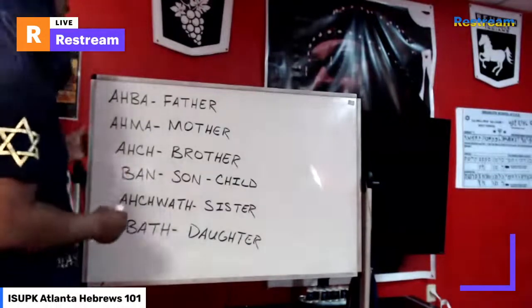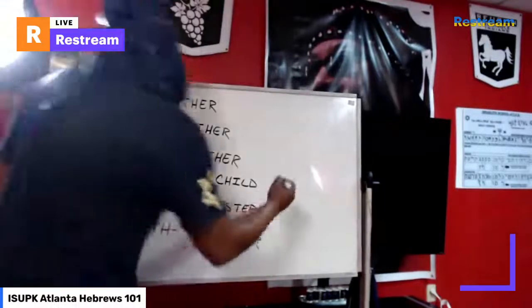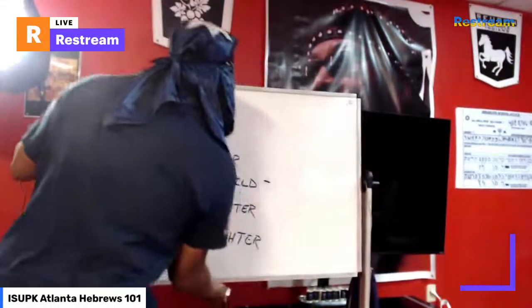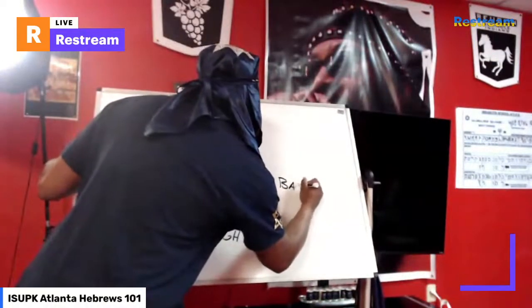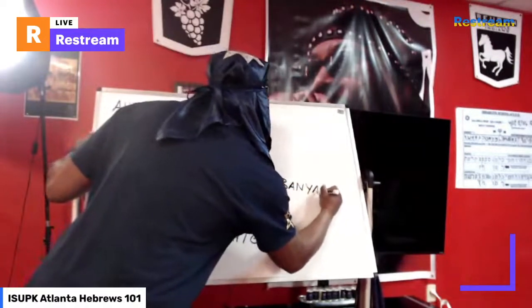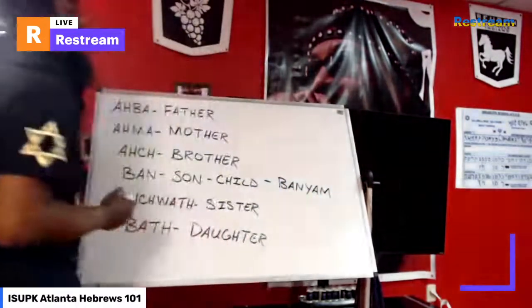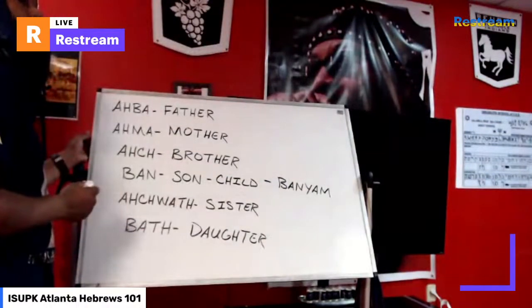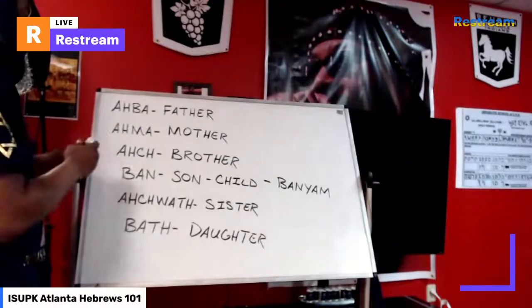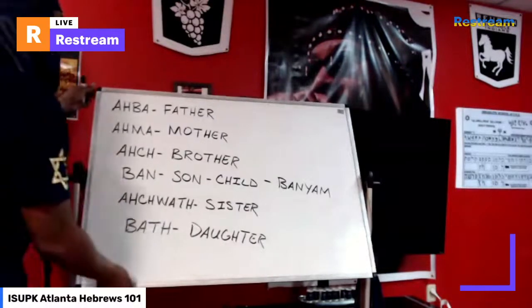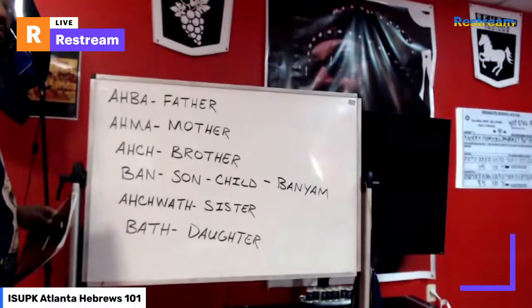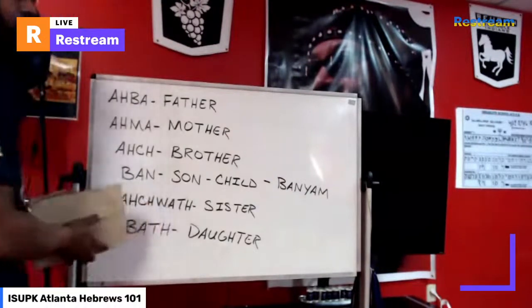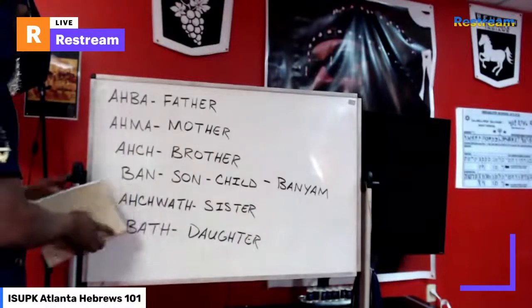Now, earlier we had a question about child or children. So now here we have yeled, young, as in children. All right. Next question. I'm conflicted in terms of how it's written versus how I think we say it in the prayer. So what do you mean? Avinu.